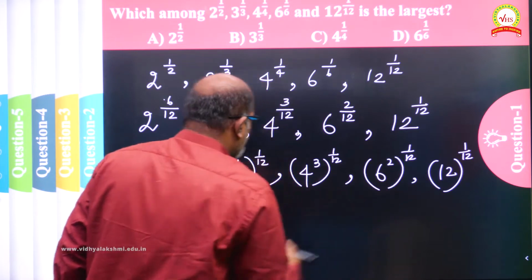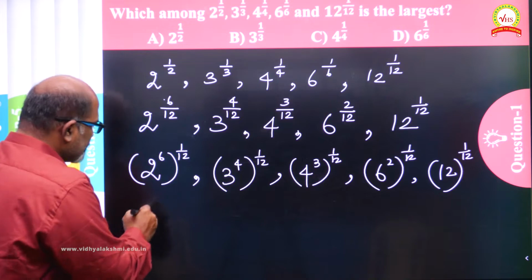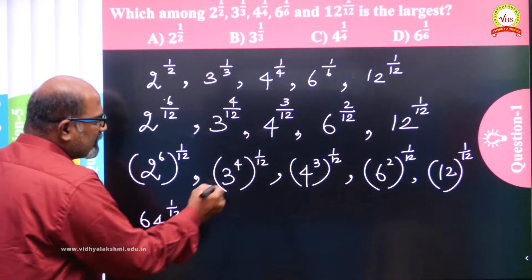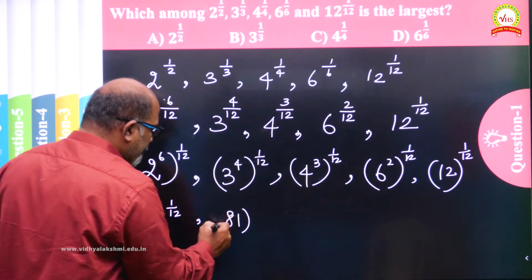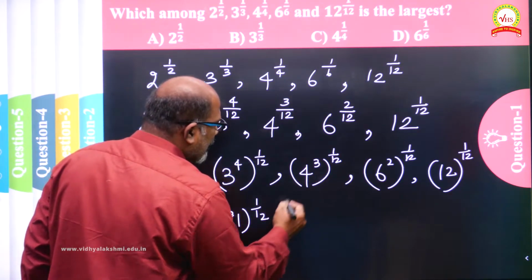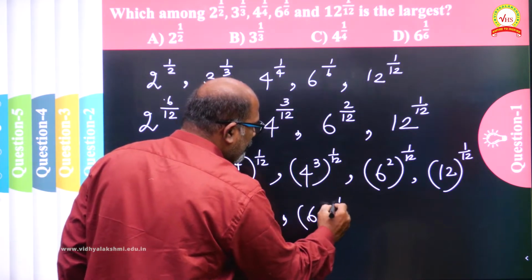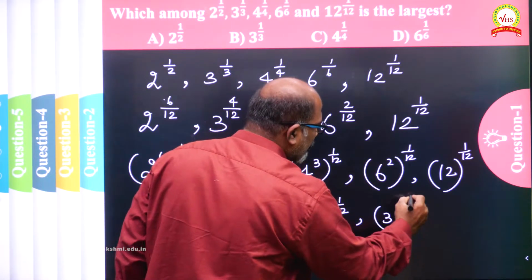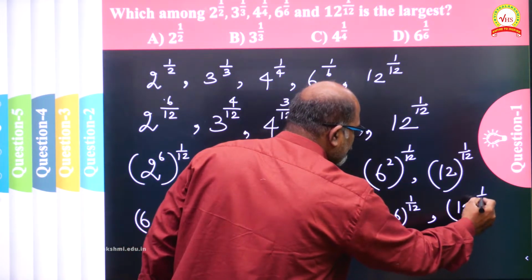I want to simplify further. 2 to the power of 6, what is 2 power 6? 2 power 6 is 64, so we have 64 to the power of 1 by 12. Next, 3 power 4 is 81, so 81 to the power of 1 by 12. Then we have 4 cube, which is 64, so 64 to the power of 1 by 12. Then 6 square is 36, so 36 to the power of 1 by 12. And here 12 to the power of 1 by 12.